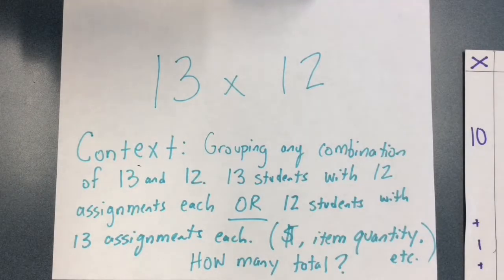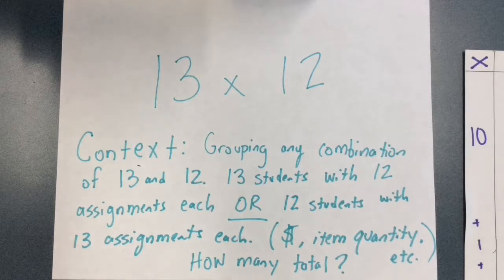Hello everybody, welcome to this video about grouping multiplication of numbers with two digits in base 10 by using base 10 blocks. So the problem that we have today is 13 times 12. And the context of that would be that word grouping any combination of 13 and 12.